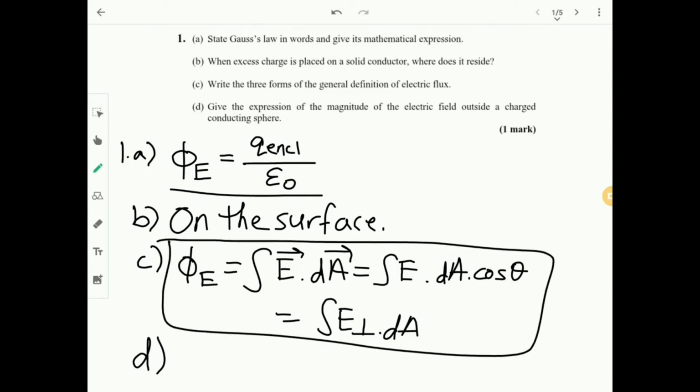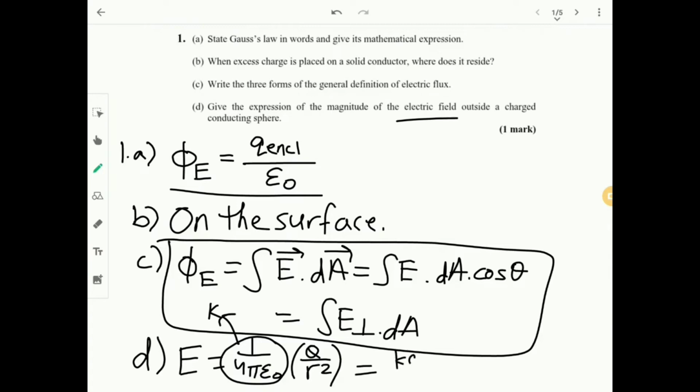D says, give the expression of the magnitude of the electric field outside a charged conducting sphere. Since it's a charged conducting sphere, we can use Gauss's law, and when we derive, we should get E equals, because we want the electric field, not the flux now, 1 over 4 pi epsilon 0 times Q over r squared. This should look familiar because this equals k. So isn't this kQ over r squared? Both work fine. Usually k won't be given, so you will have to use this equation. So both are acceptable answers.